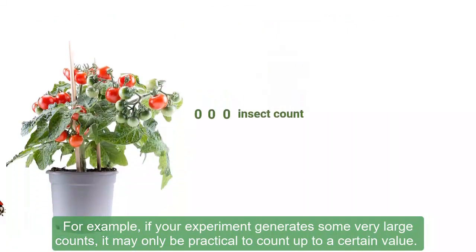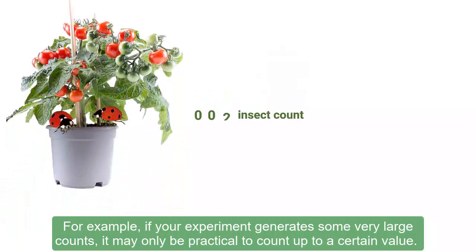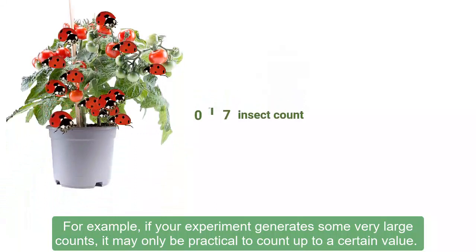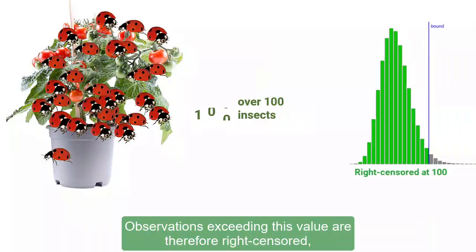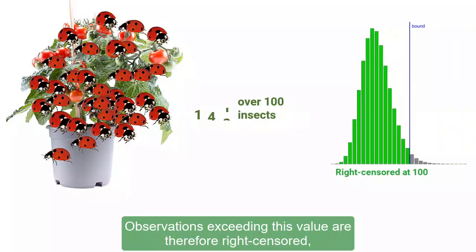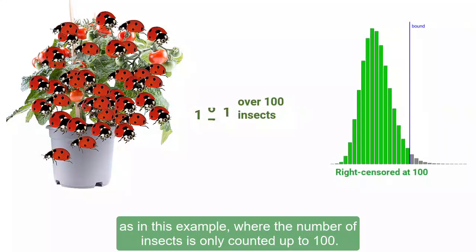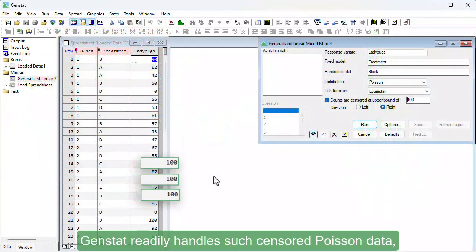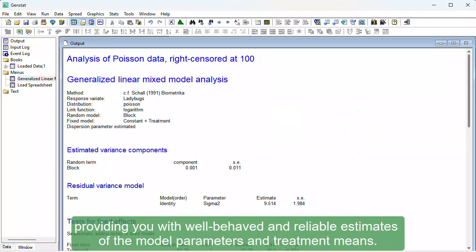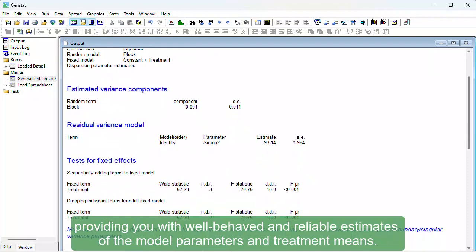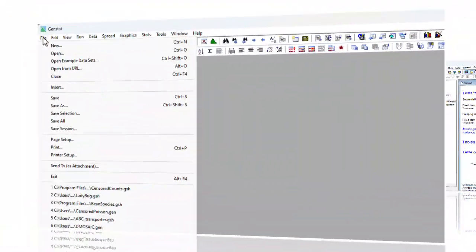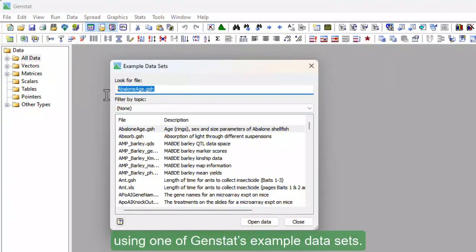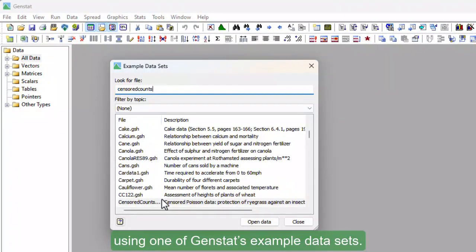For example, if your experiment generates some very large counts, it may only be practical to count up to a certain value. Observations exceeding this value are therefore right-censored, as in this example where the number of insects is only counted up to 100. Genstat readily handles such censored Poisson data, providing you with well-behaved and reliable estimates of the model parameters and treatment means. Let's work through an example using one of Genstat's example data sets.